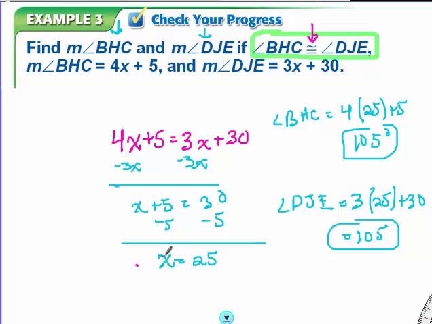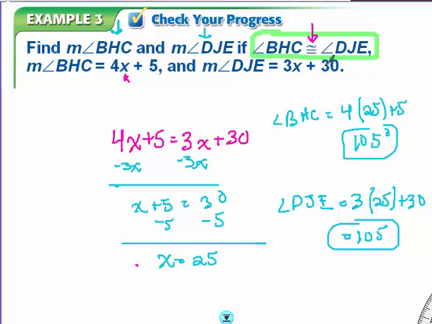Once I know it's 25, remember to read your directions. The directions will not give 25 for the answer. It will give the value of angle BHC and angle DJE. So you need to plug it back in. So 4 times 25, I'm plugging it in here for the 4x plus 5. Replace x with 25. 4 times 25 is 100. 100 plus 5 is 105.